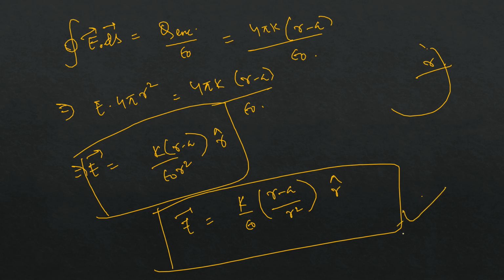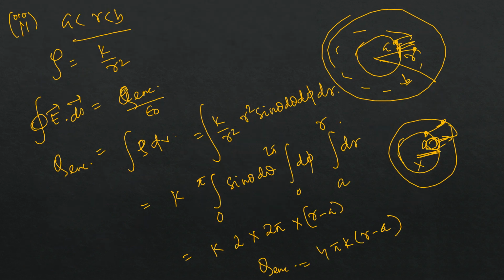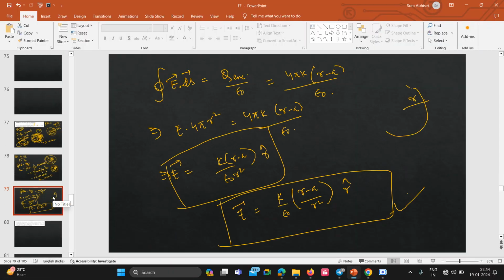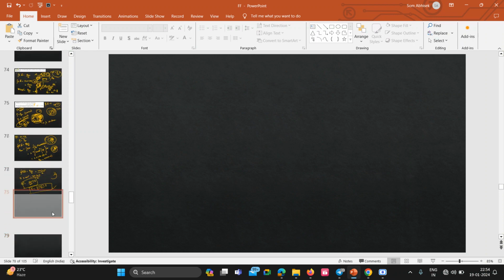See, it's not that hard. It's just a bit conceptual. We have to know the limits, which limit to put, what to do. What is the next option in this question? These two are over. Next is R is greater than B. So let's find for R greater than B.